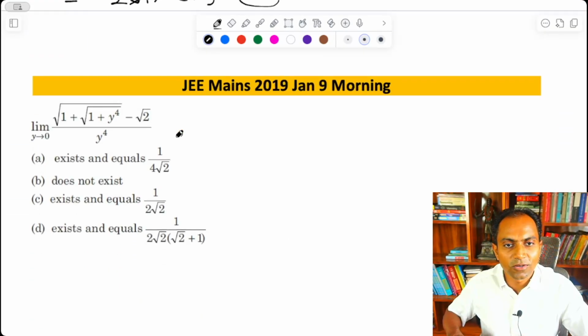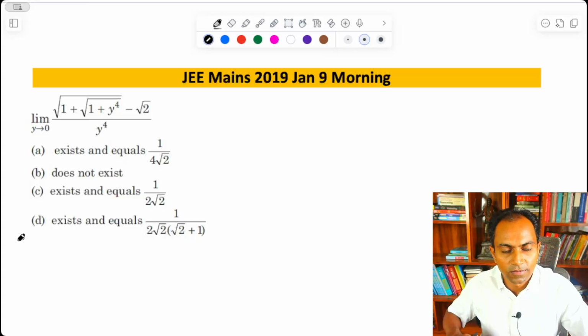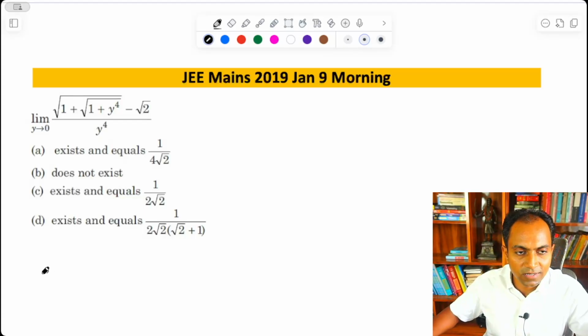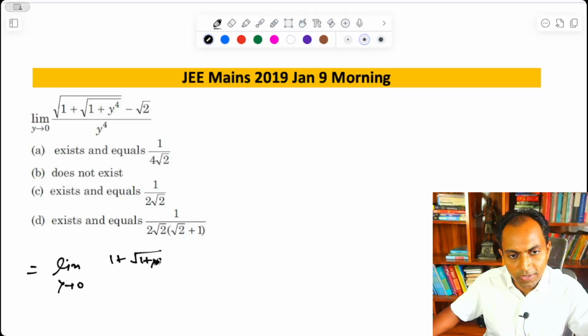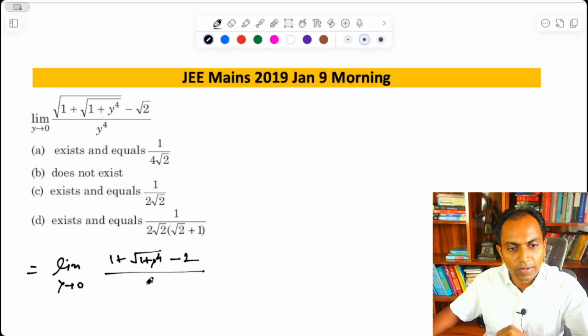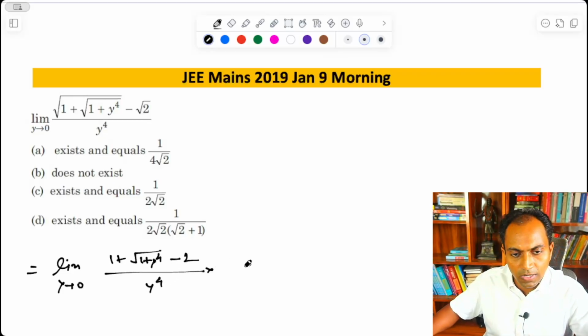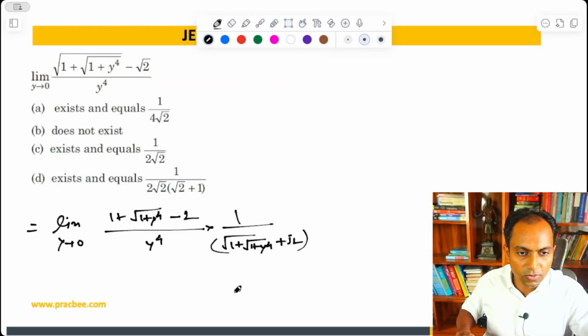Let us move towards another question that came in 2019. Again, we can rationalize and get this right. Now you can pause the video and try solving this question. So now if I rationalize it, it will become 1 plus y raised to the power 4 minus 2, divide by y raised to the power 4. And since we have multiplied by root of 1 plus root of 1 plus y raised to the power 4 plus root 2 in the numerator, we will also multiply it in the denominator.